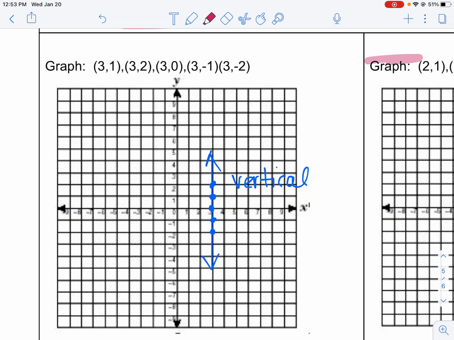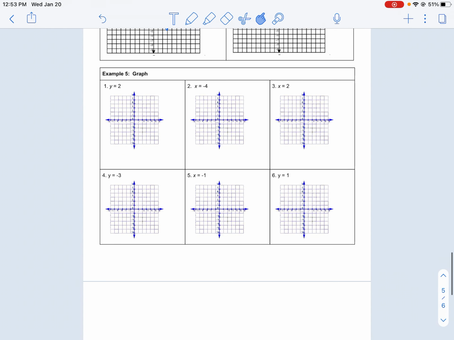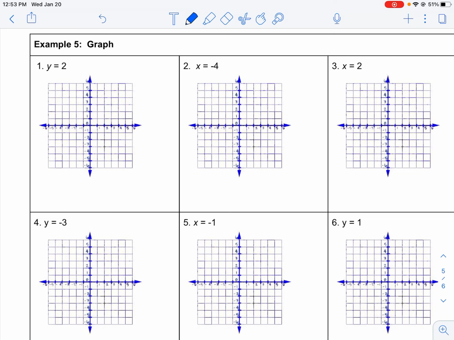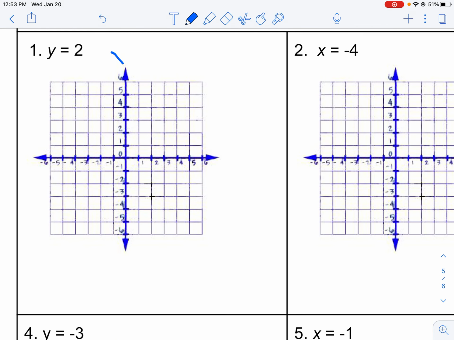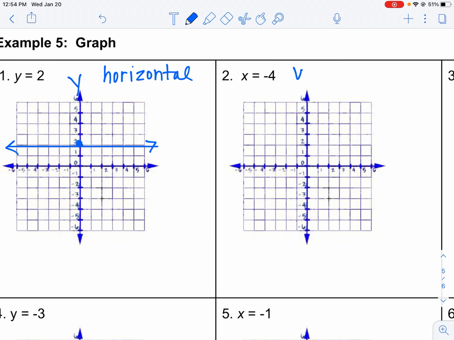So you can go ahead and graph this second example. And then let's take a look at the last section, which is example 5, a graph. How do I get these on the graph? Well, I look at my value and I plot that point. So if y is equal to 2, I'm going to find my y-axis. I'm going to go up to positive 2, and I'm going to plot a point, and I'm going to draw a line through it. Anything that you plot on y should be horizontal. And then the opposite, anything you plot on x should be vertical.